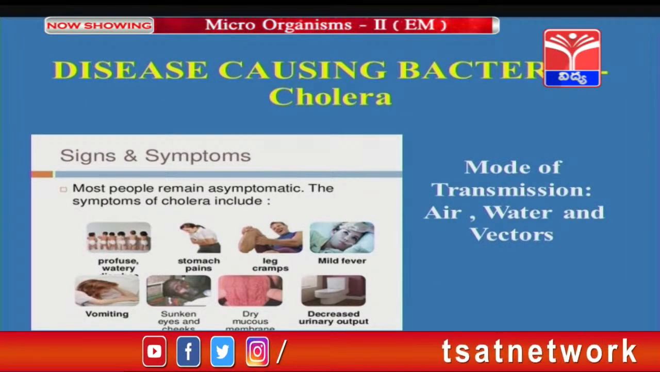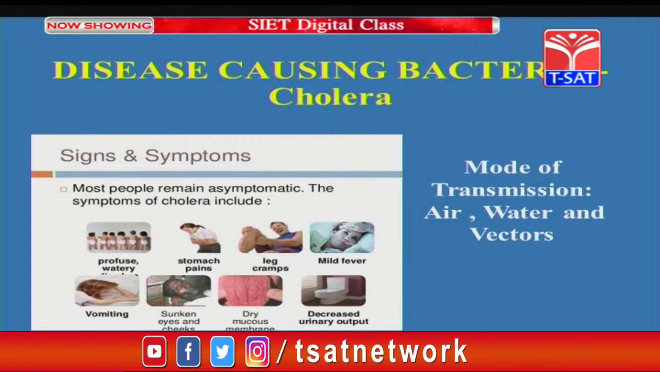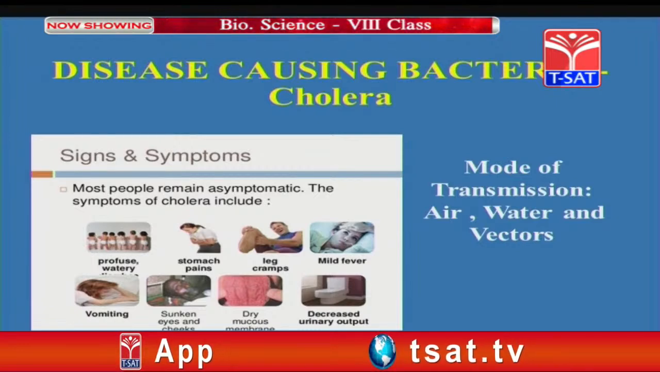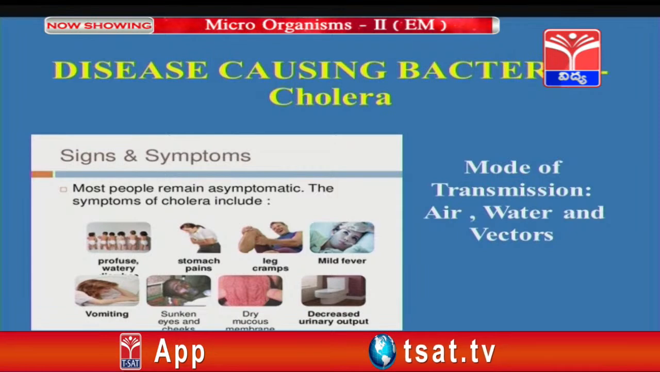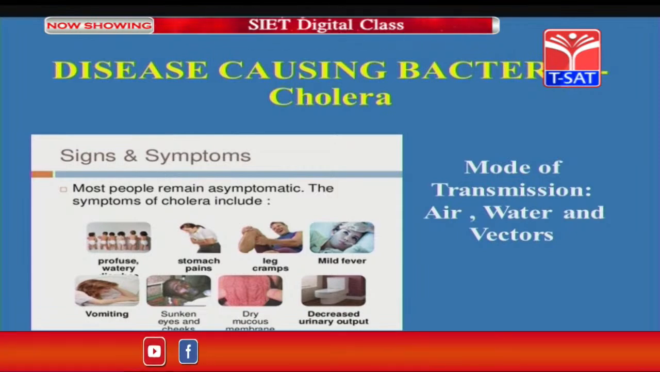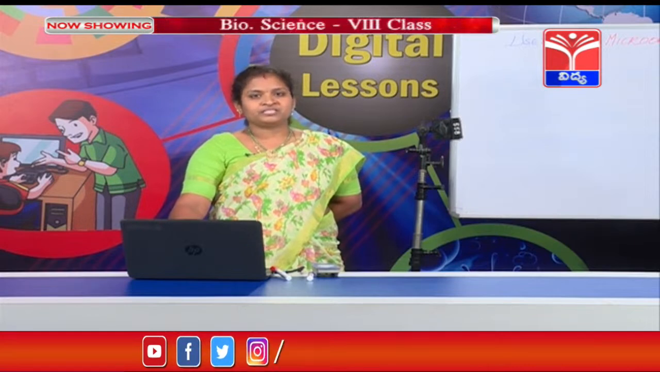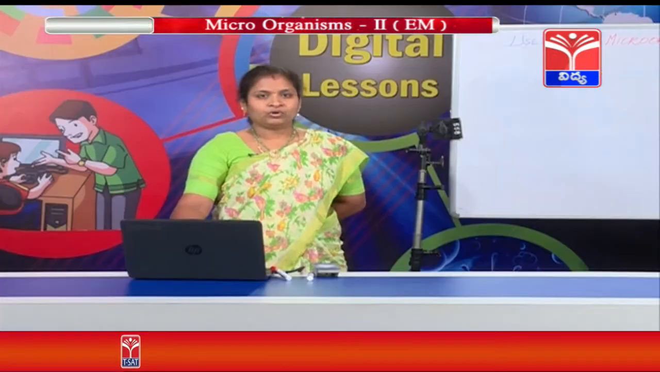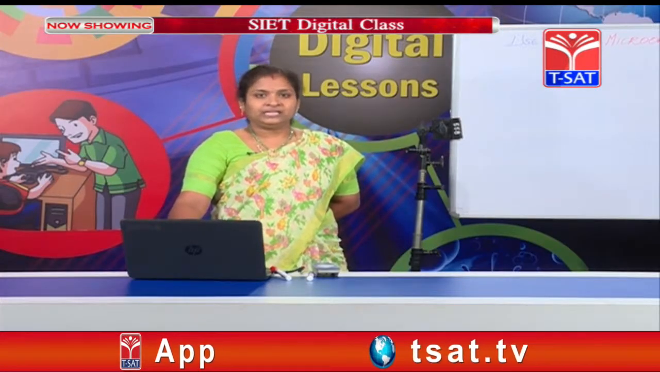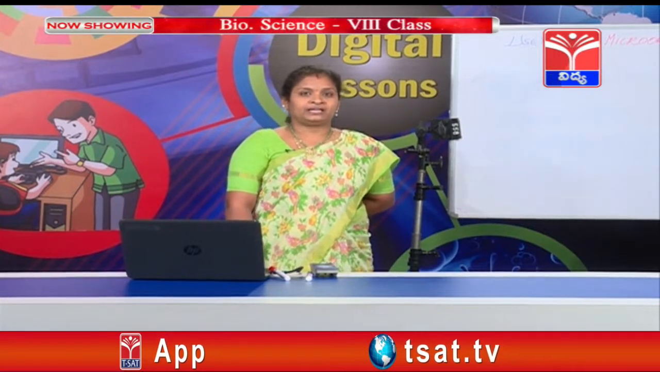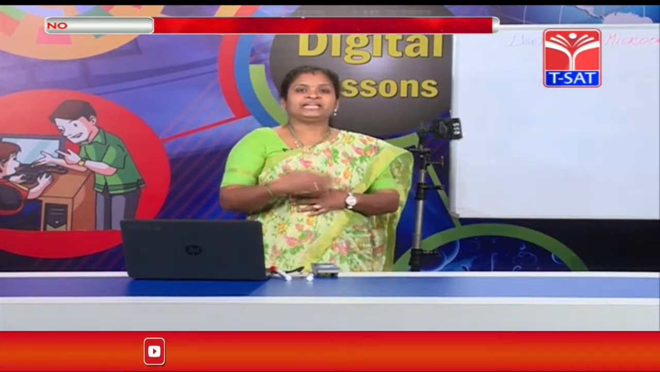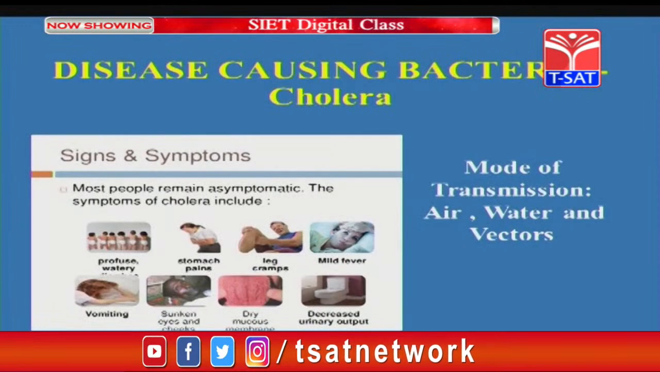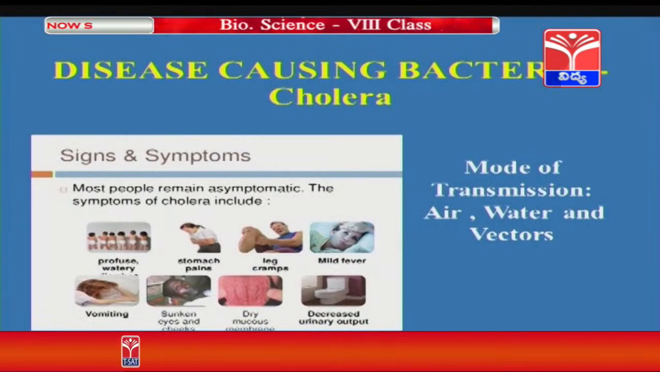Another type of disease caused by bacteria is cholera. The symptoms are stomach pain, leg cramps, mild fever, vomiting, sunken eyes, dry mucous membrane and decreased urinary output. How is it getting transferred from one person to another person? Through air, through water and vectors. Now, what is a vector? A vector is a carrier which will carry the disease from a diseased person or a patient to a healthy person. So, a vector is a carrier. Another type of disease is typhoid.